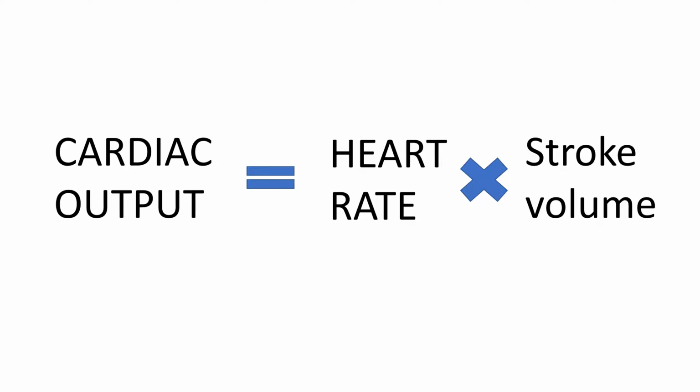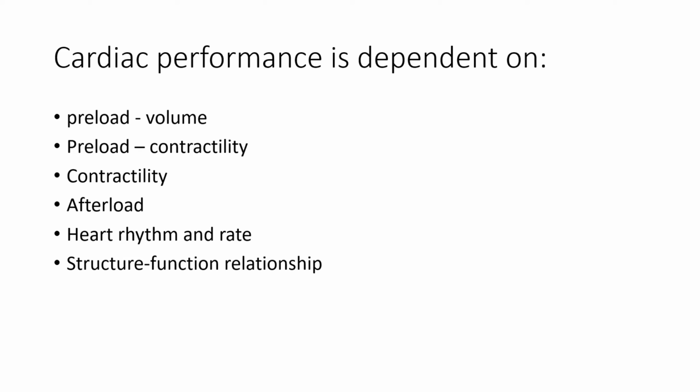Heart rate is relatively simple to understand, but just to emphasize, it is heart rate and rhythm. The heart needs to be beating in a coordinated manner to be effective. Also, faster heart rates aren't always better. There comes a point when the heart is beating so fast that there is no time for it to fill, and so the stroke volume actually decreases. There are numerous variables that affect stroke volume. We went through them earlier: preload, contractility, afterload, and the structure-function relationship of the heart.